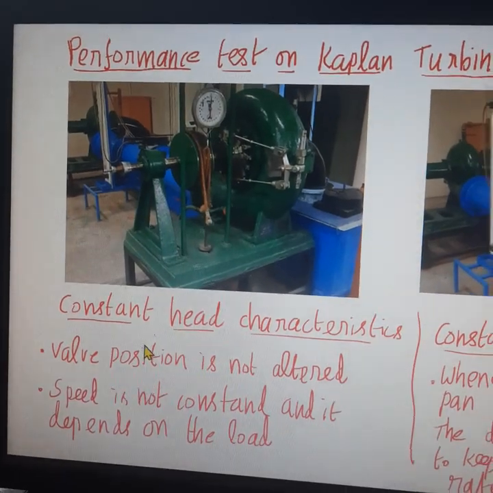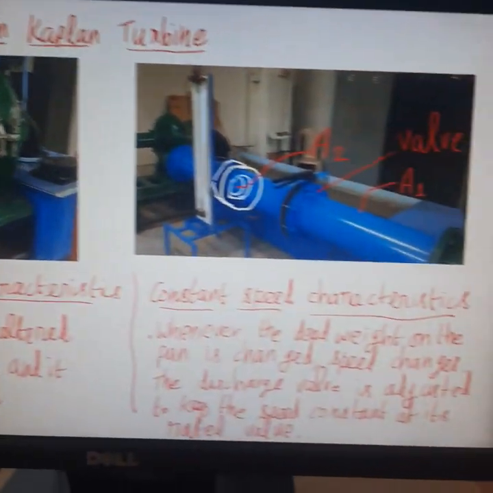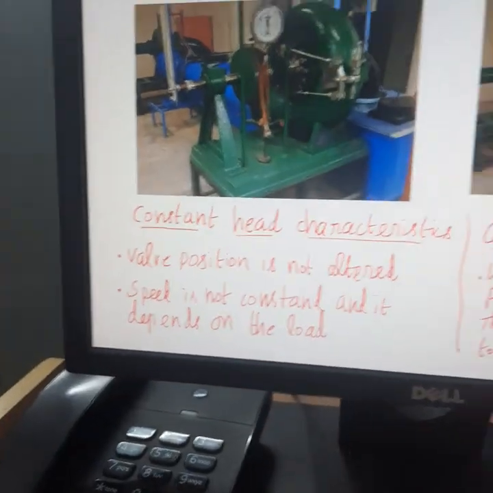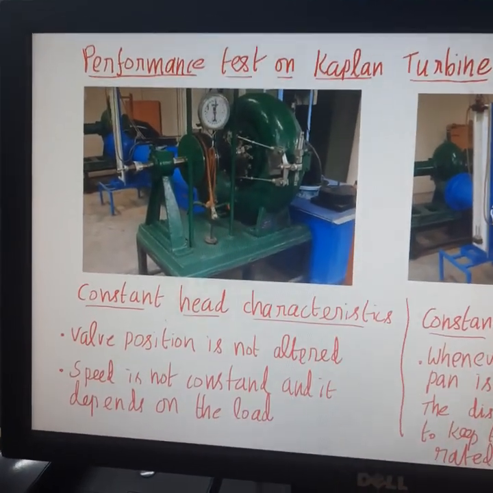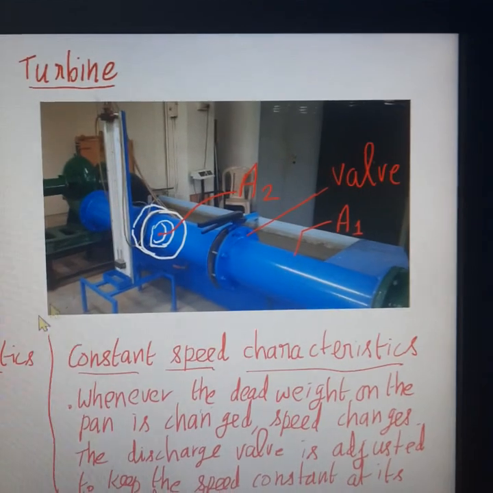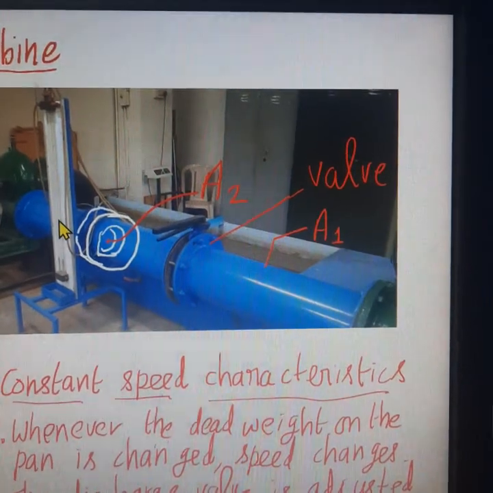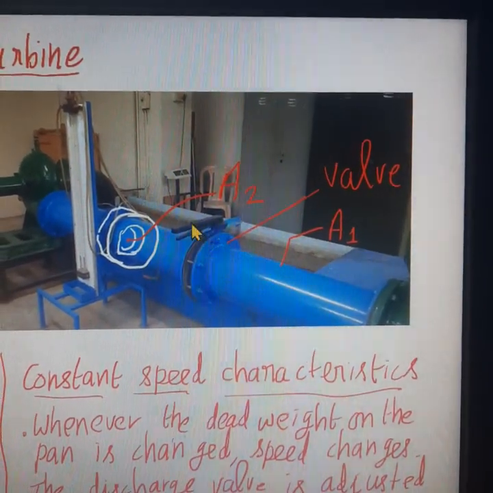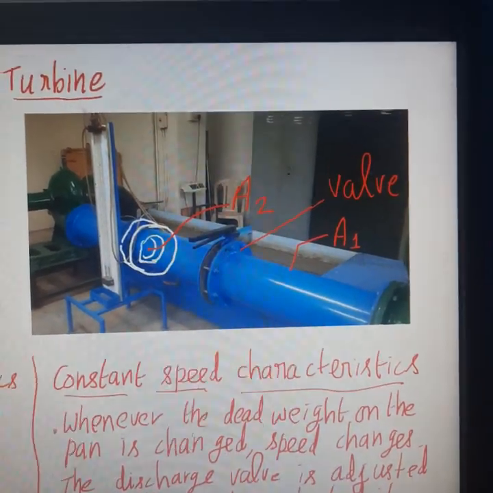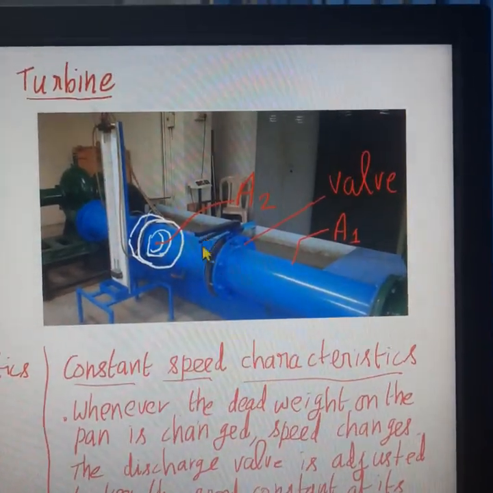We can determine the constant head characteristic curve of a turbine as well as the constant speed characteristic curve of the turbine. When you want to determine the constant head characteristic curve, the valve position is not altered. So you can see the water enters the turbine through this pipeline. There is a valve to change the discharge of water. When you want to conduct the experiment under constant head, this valve position is not altered.